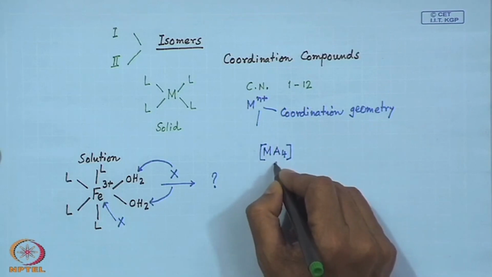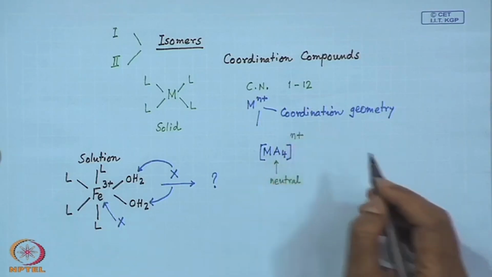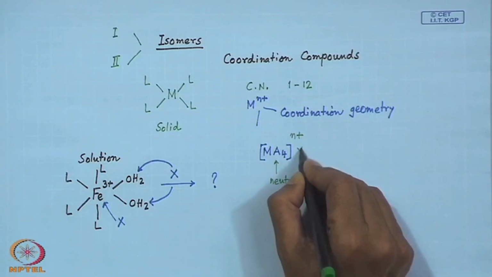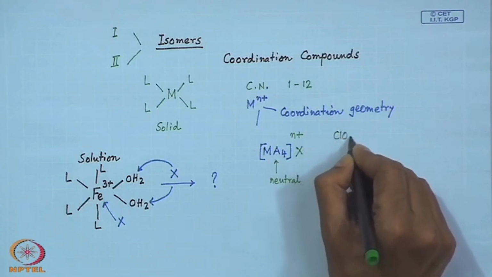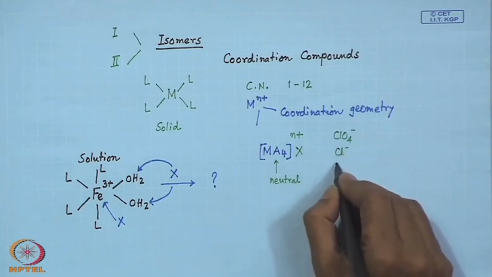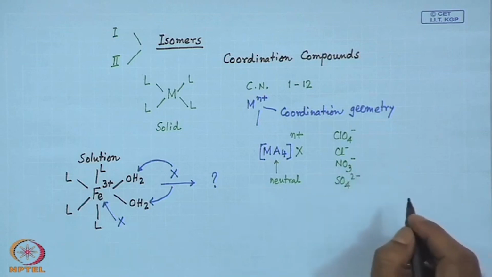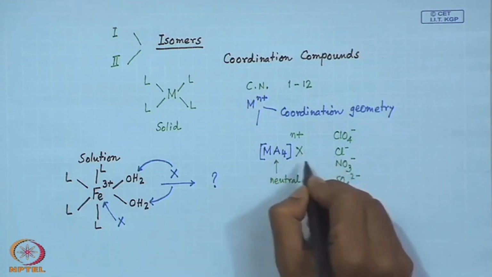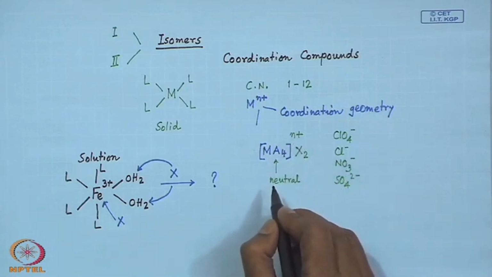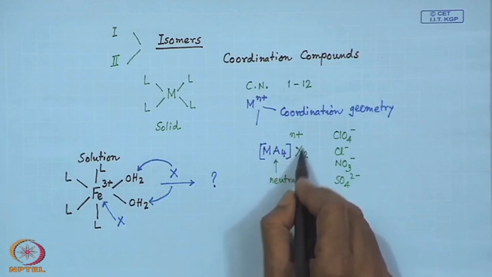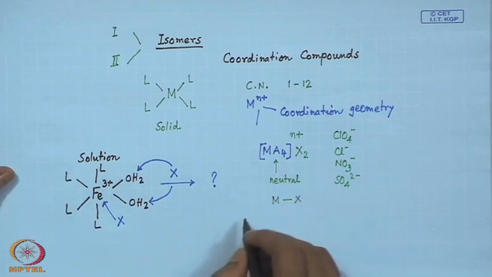But if these A groups are say neutral, so we have the corresponding cationic complex and we need some counter anion, and these counter anions can be say perchlorate, can be chloride, can be nitrate, can be sulfate, and all these. So if X is chloride or nitrate, that means mononegative, or perchlorate, then it is 2 if n is equal to 2. That means when they are present, X is always outside the coordination sphere and we do not have any corresponding M-X bond.